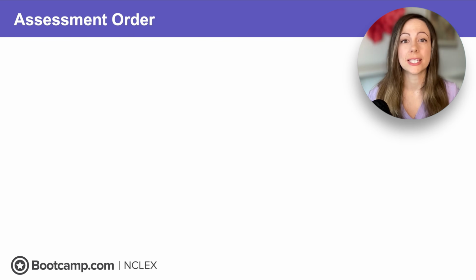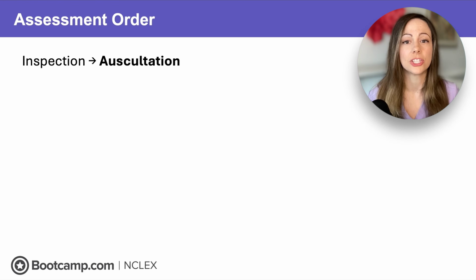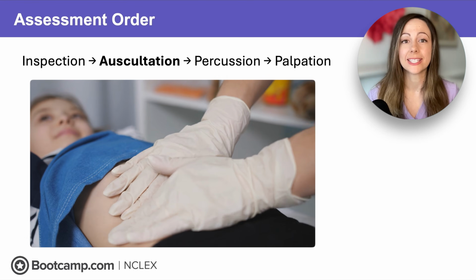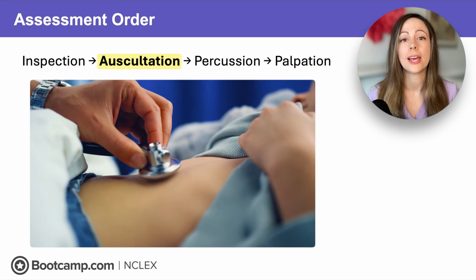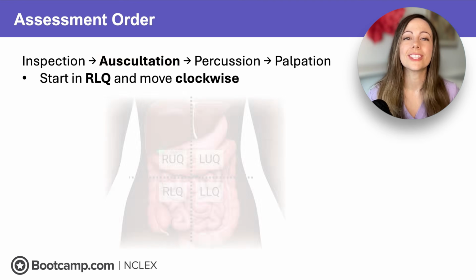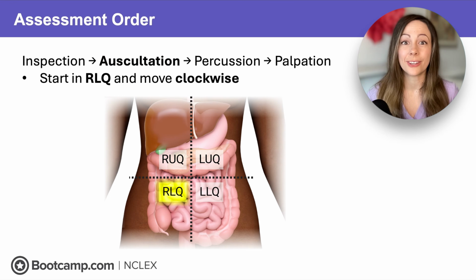GI assessment focuses on the abdomen, but in what order do we assess? Well, most body systems go from inspection to palpation, but in the GI system, we start with inspection, auscultation, percussion, then palpation. Why? Because palpation can stimulate bowel activity and bowel sounds, so we want to auscultate first to get a more accurate assessment. Then we start in the right lower quadrant where there's that ileocecal valve, where bowel sounds are most likely to be heard and audible. Then we go clockwise to the left lower quadrant.